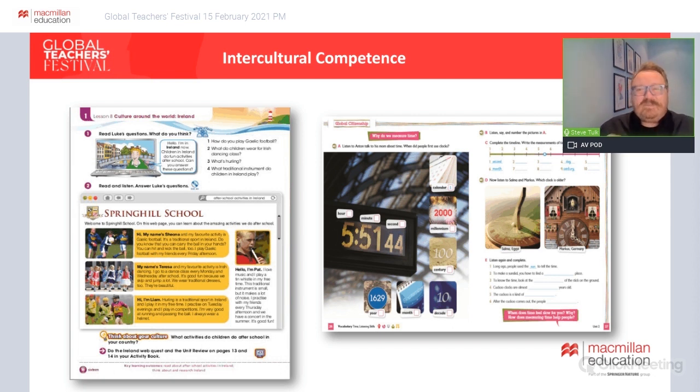So look, we're learning about school in Ireland. And then at the bottom of the page, our next task is not just to learn about the school.